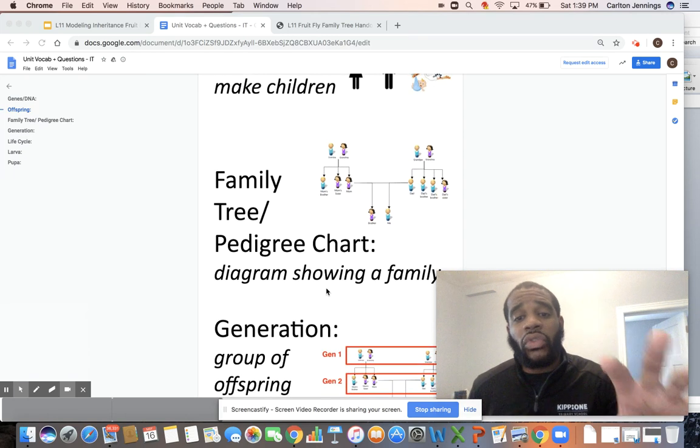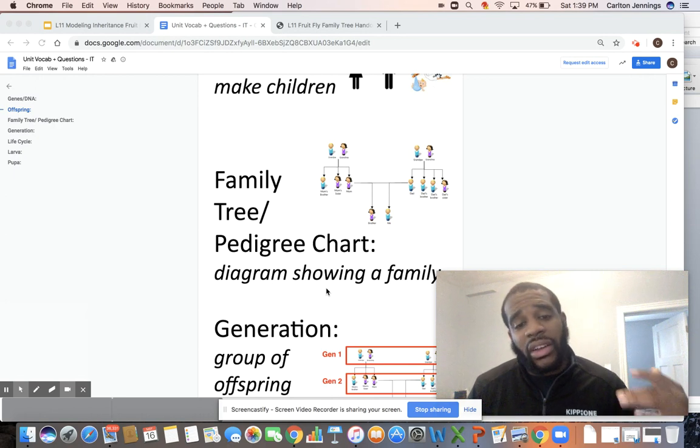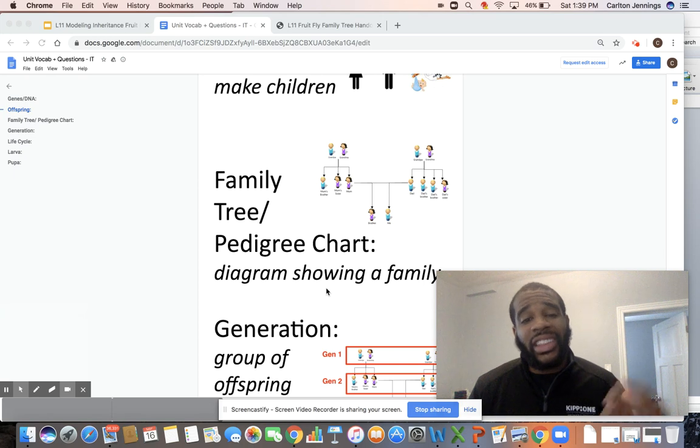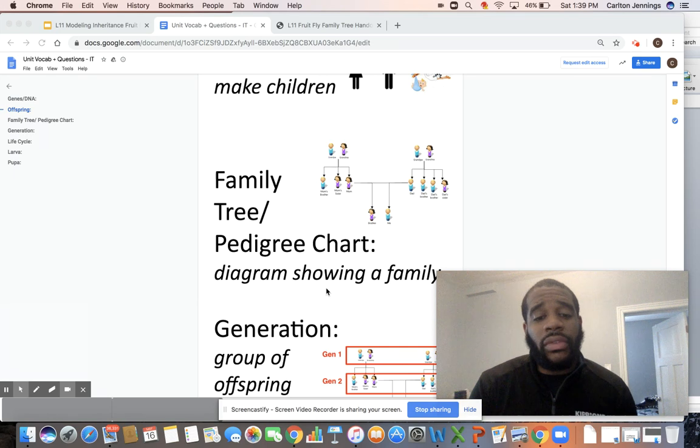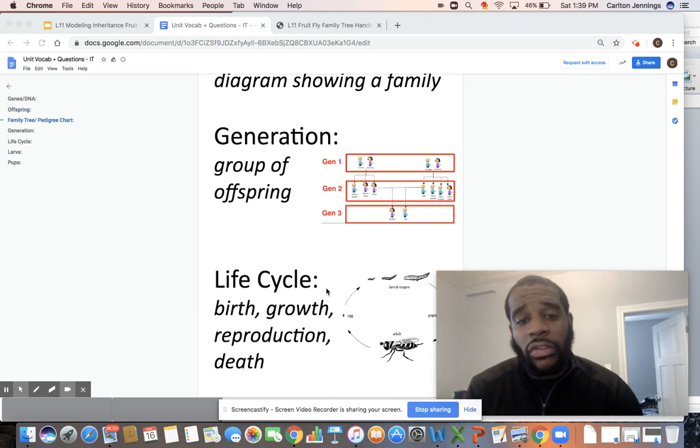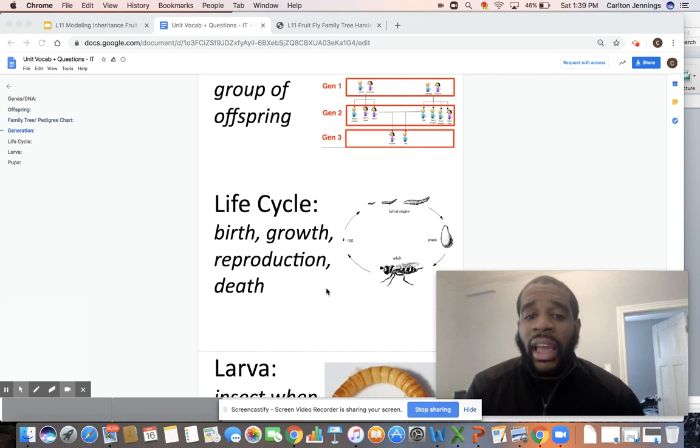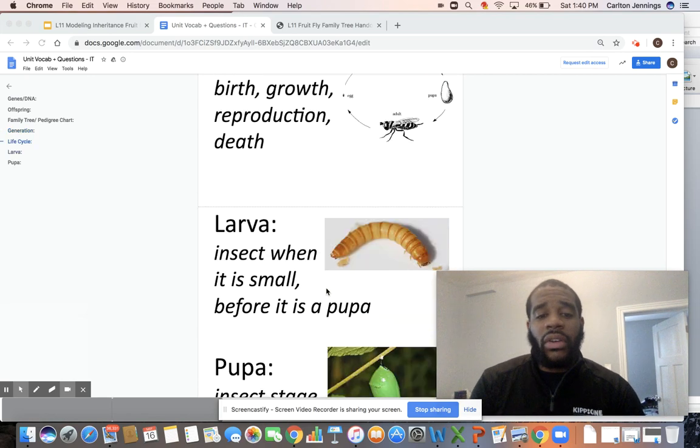What we're going to be focused on today is a family tree. We're not going to so much call it a pedigree chart, but it can be called that. We're going to be learning a lot of information about family trees, and you might have an idea of your family tree, and you can send those in, and maybe we can see some of the traits that you found out about yourself. Generation is a group of offspring. Life cycle is birth, growth, reproduction, then death. And we're not going to worry about these two.